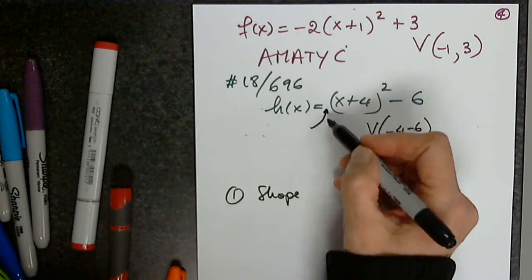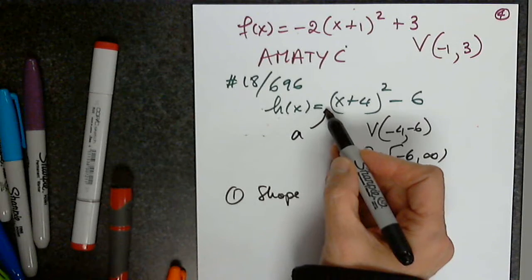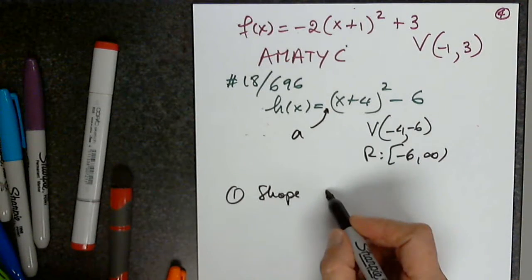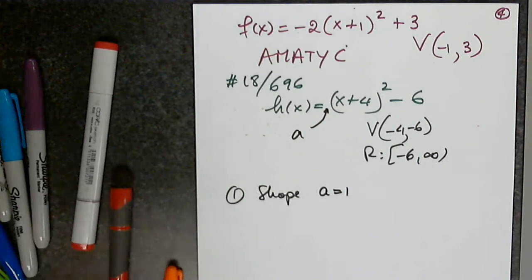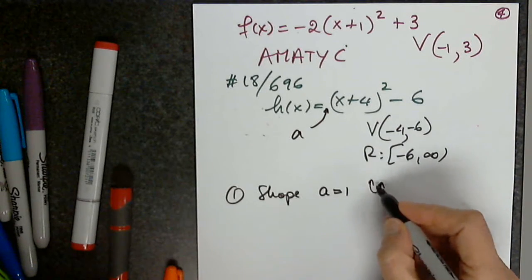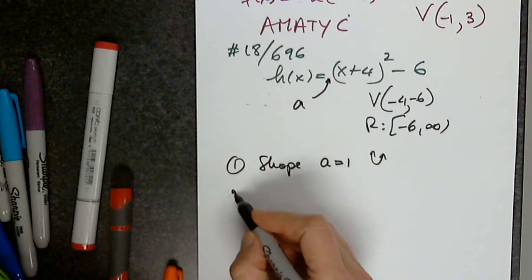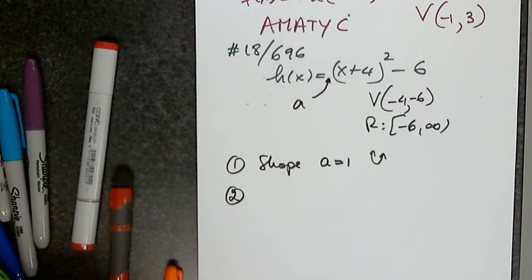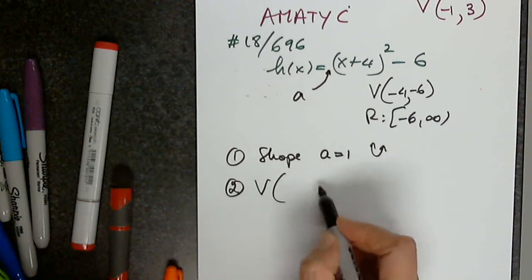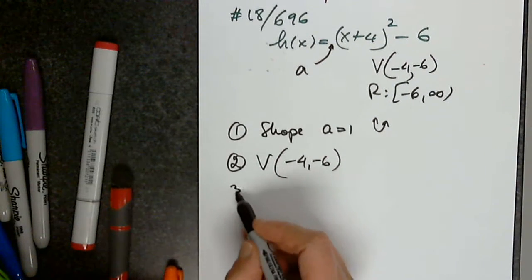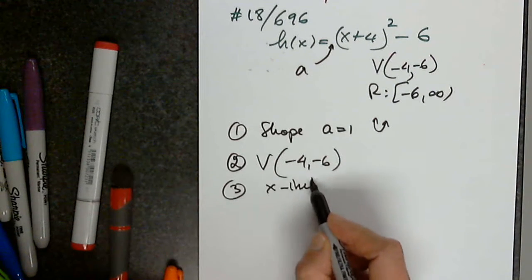So remember, A is written in here, it's hidden because there is no other number than 1. So A equals 1, obviously it has a minimum, right? So it looks like this, as we know. So number 2, the vertex, you already gave it to me as -4, -6. Number 3, x-intercepts.